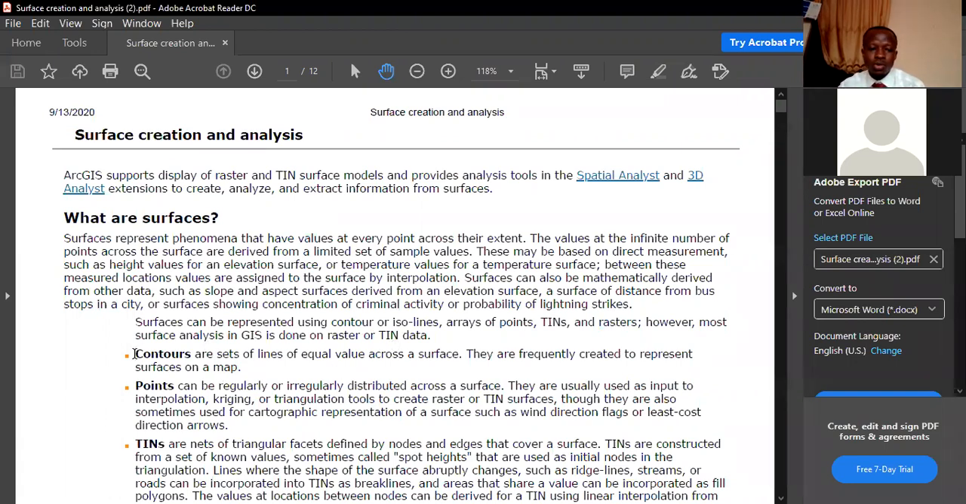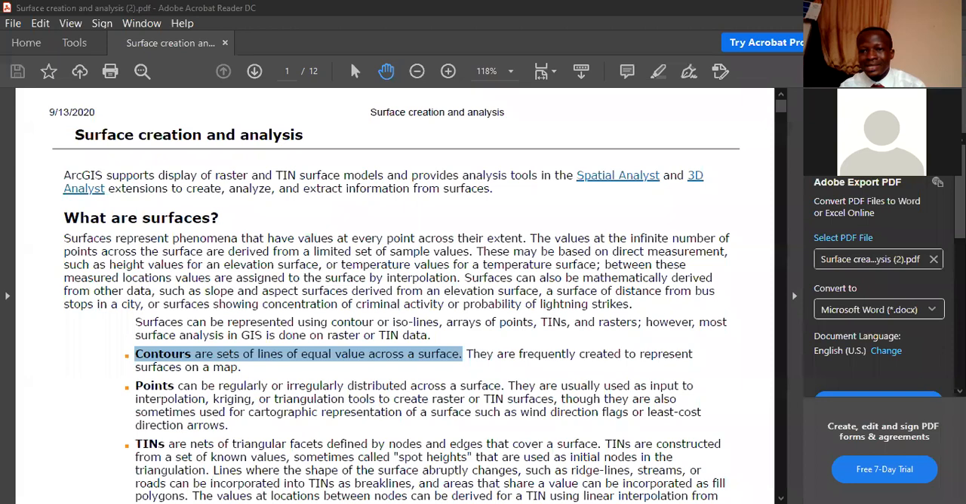Contours are sets of lines of equal value across the surface. So we need to understand what contours are. That's the basics in terms of surfaces. It's all right.